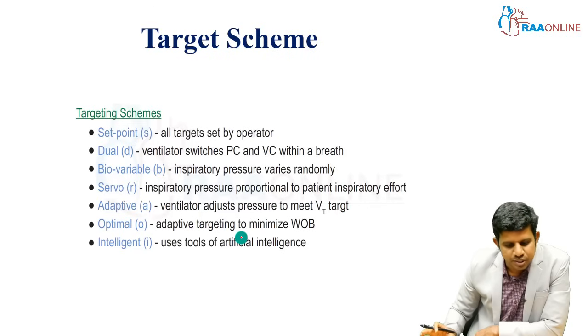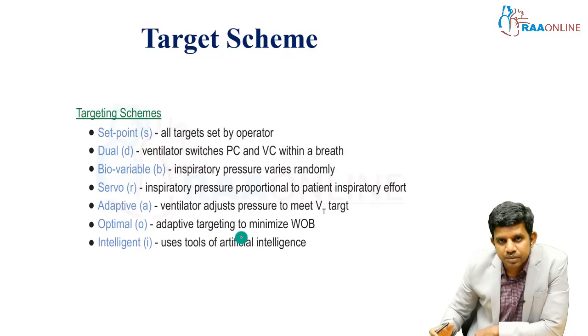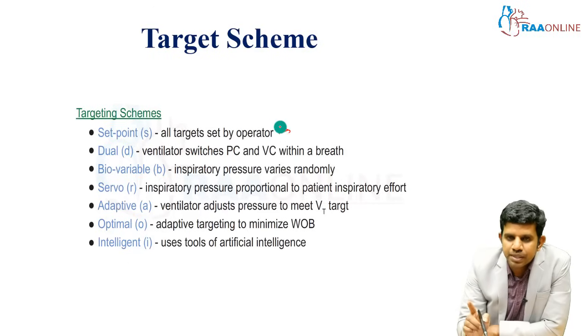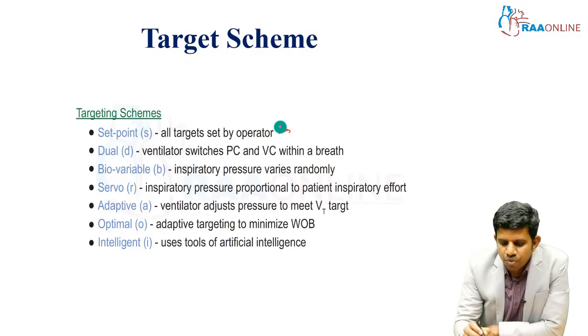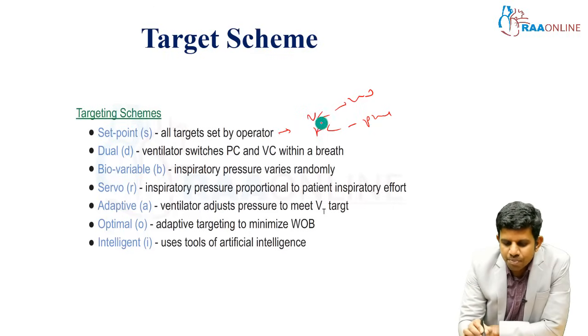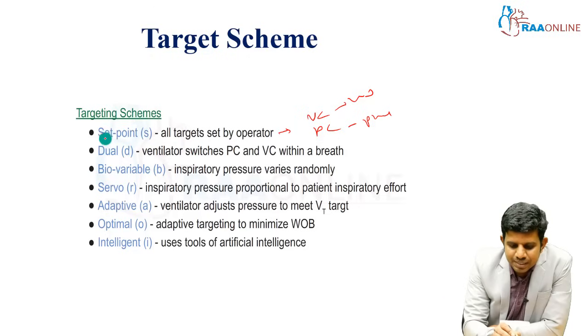Third one is the targeted scheme, which means the ventilator will target some parameters. For example, set point, dual, bio-variable, servo, adaptive, and optimal or intelligent. Set point means all targets are set by the operator. In volume control you set a volume, and in pressure control you set a pressure. These are all set by the operator, so the targeted scheme for volume control or pressure control is set point.